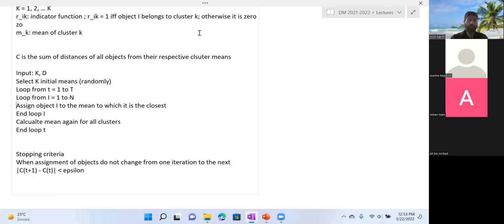intuitively minimizing your cost function. Of course, this is not just intuitive, this is correct, but the theory is a little deep, I will introduce it later on. It's based on expectation maximization, but we won't go into much depth of that.